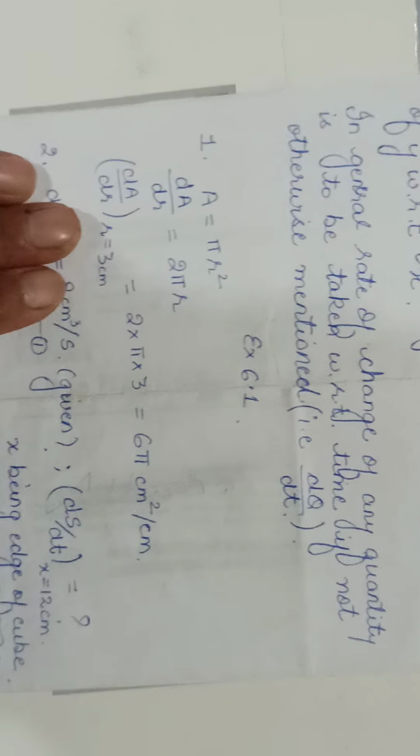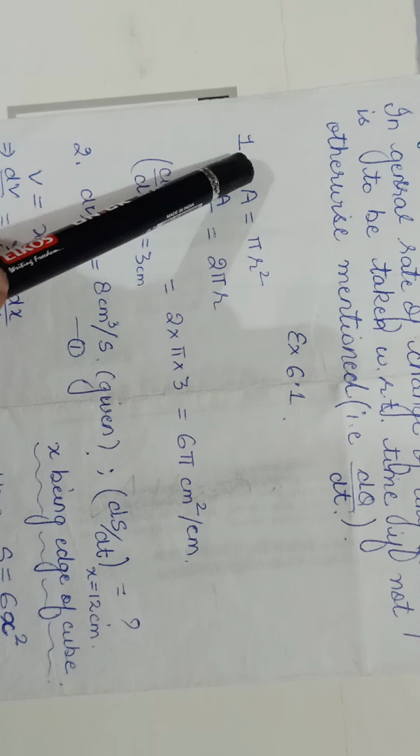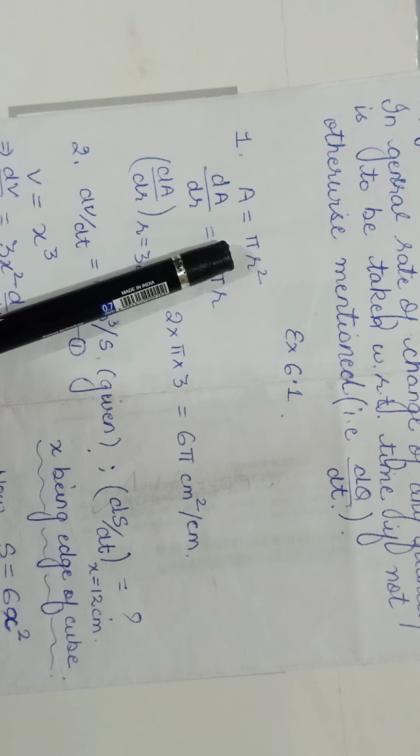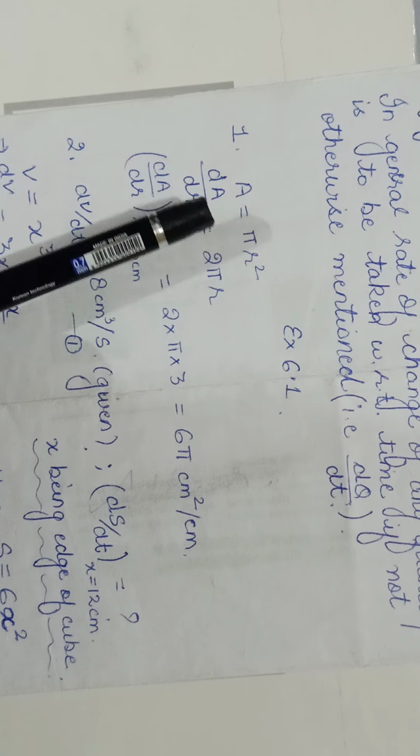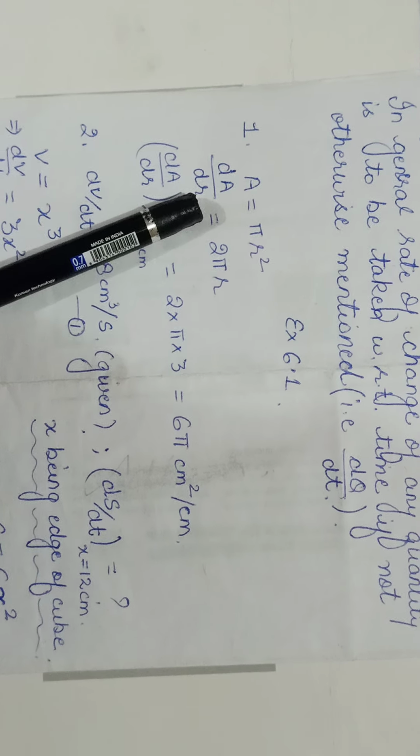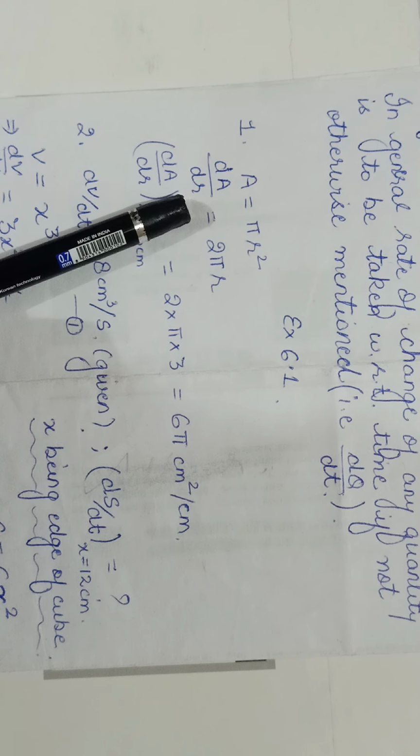So like this was our first question. We were talking about the area of a circle, which we know is pi r square, and your question was to find dA by dr, the rate of change of area with respect to radius.